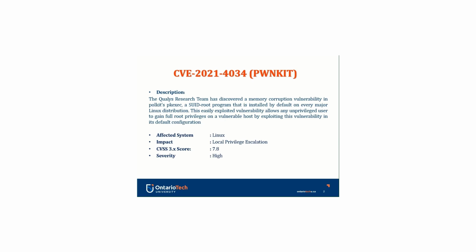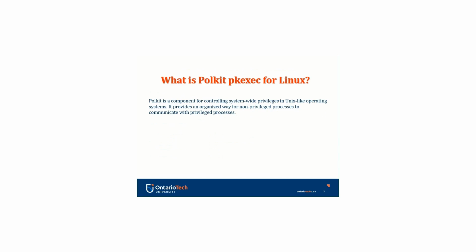First, we will see what Polkit pkexec is for Linux before going into the technical details of the vulnerability. Polkit, formerly known as PolicyKit, is a component for controlling system-wide privileges in Unix-like operating systems. It provides an organized way for non-privileged processes to communicate with privileged processes. It is also possible to use Polkit to execute commands with elevated privileges using the command pkexec followed by the command intended to be executed with root permission. Next are the technical details of this vulnerability.